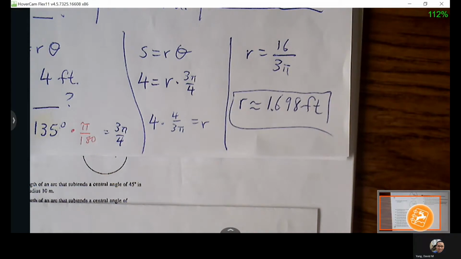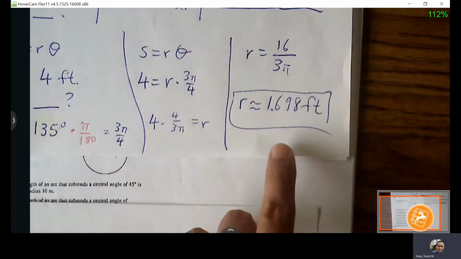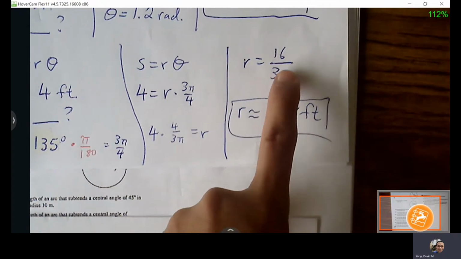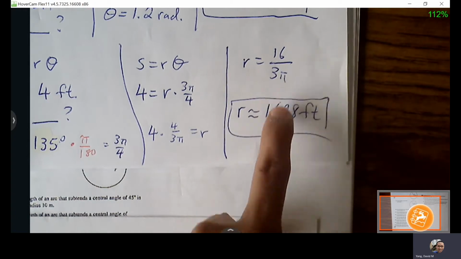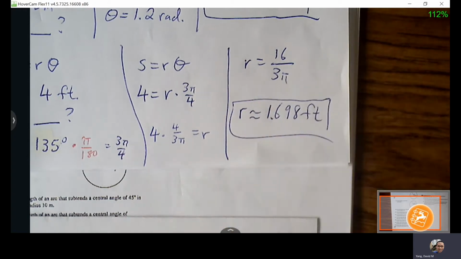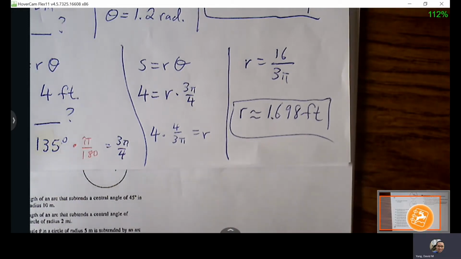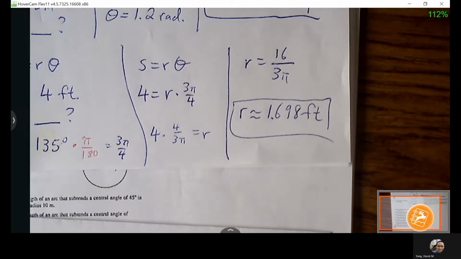Do you want us to leave the approximation sign or the equation? If there's an equivalent value, then you can leave it as an equivalent value. But if I wanted a certain form, I will specify in the directions. Yeah, so I think there will be some problems on the quiz where it says exact value, and other times it'll say round to 2 or 3 decimal places. Okay, so we'll rely on the directions.